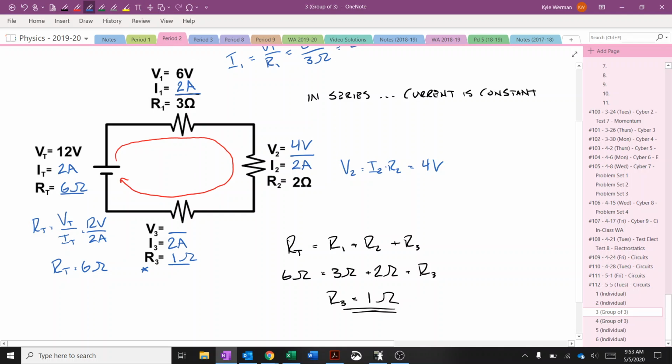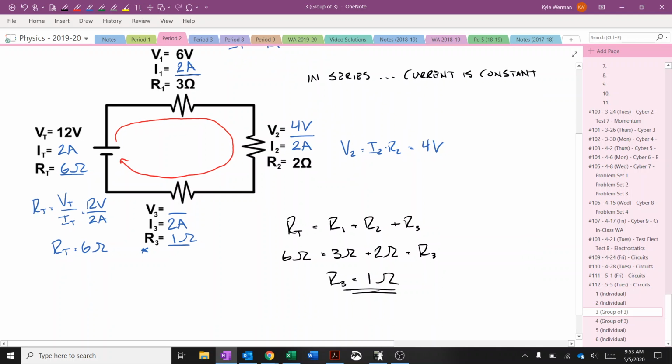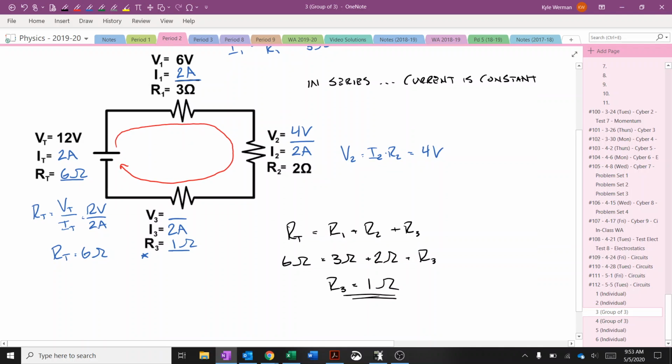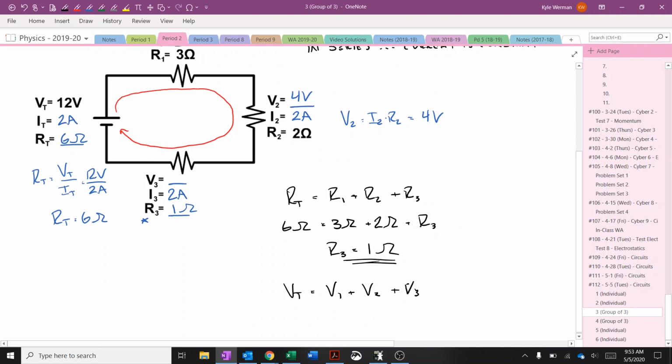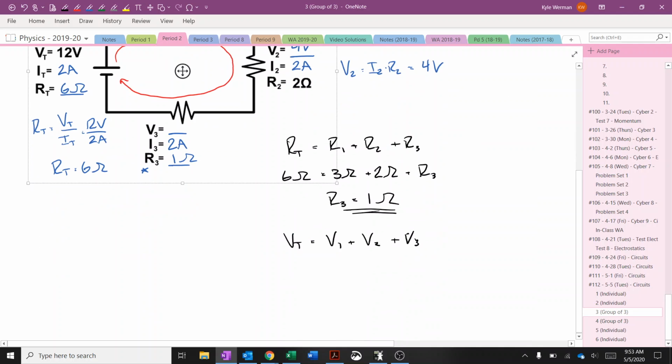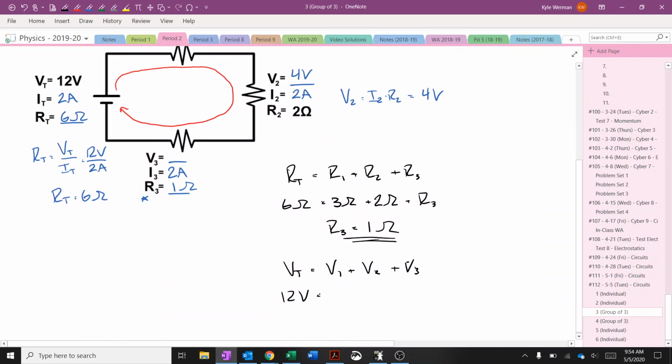Now I could have gotten that another way. The voltages also add up, right, to 12. Well, I know that my total voltage, V total, has to equal the voltage drop across 1 plus 2 plus V3. And so I have 12 volts has to equal, well, V1 was 6 volts. V2 we calculated to be 4 volts. And so V3 would have to be 2 volts, right?